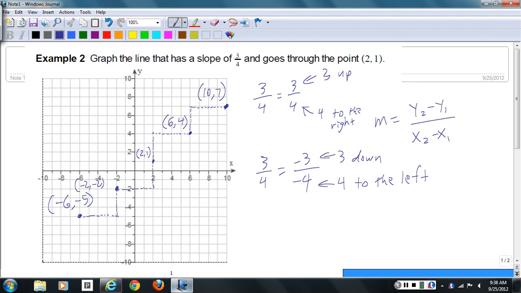Let's connect the dots, and this will be the graph. Here goes. Up, and of course it continues down and to the left. So there's a straight line. The point here is that if we know a point on the line and we know the slope of that line, that's enough information to tell us everything that needs to be known about that line. We could take that and sketch a graph. We could take that, and we will in a little bit, write an equation.